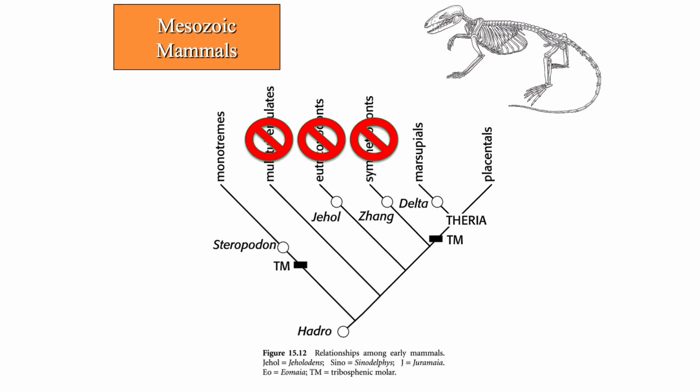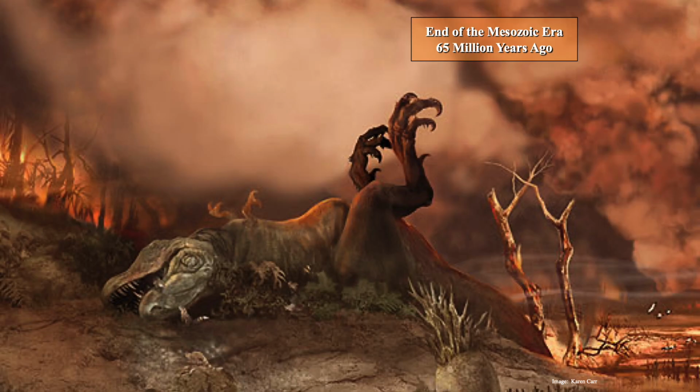Those groups, by the way, are the three groups of mammals that go extinct at the end of the Mesozoic. When the Cretaceous extinction event hits, mammals are not left unscathed. The monotremes and the placentals and marsupials make it across the boundary, but those three other groups end up dying out, and we lose them to the extinction event.